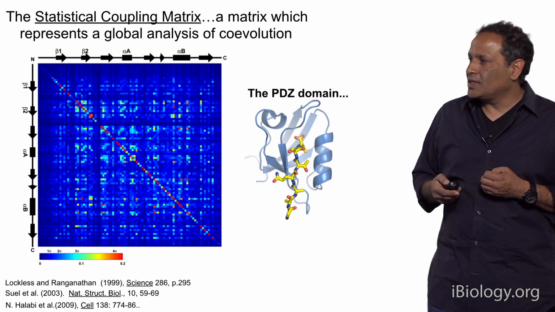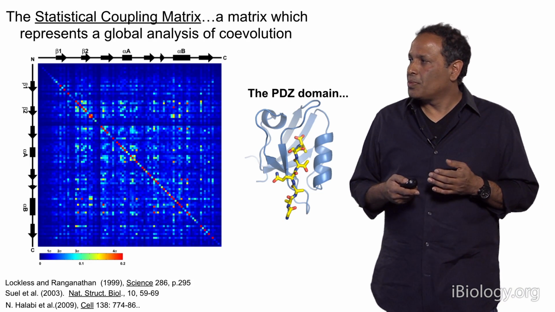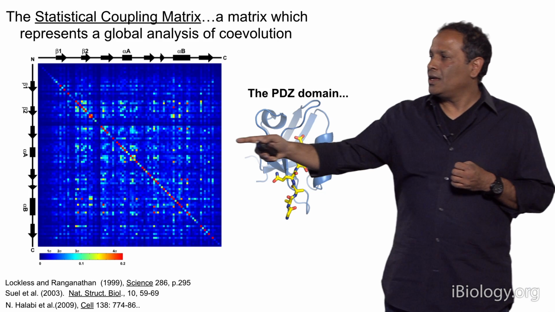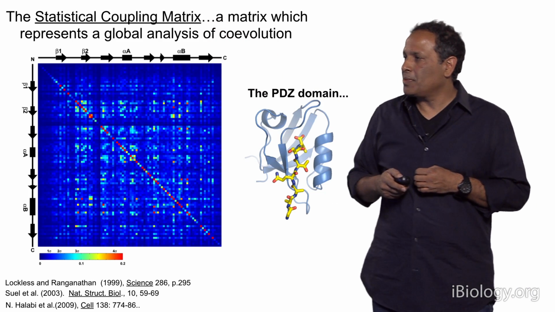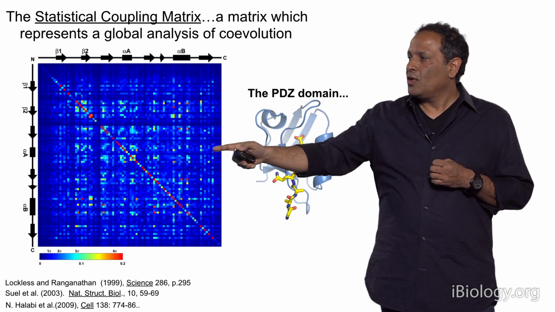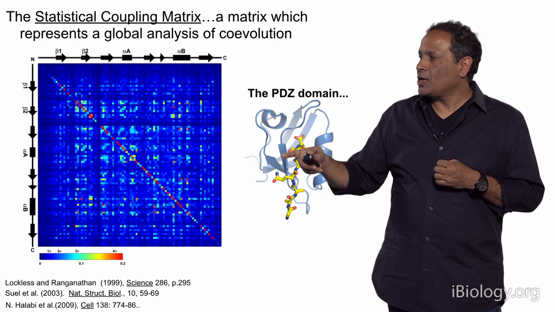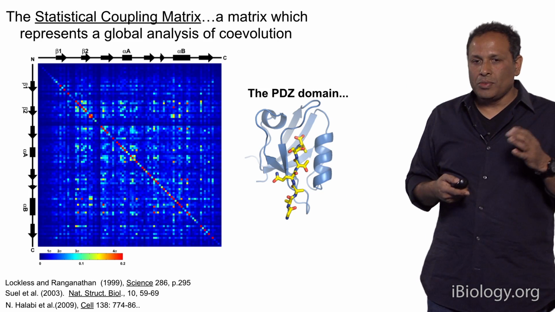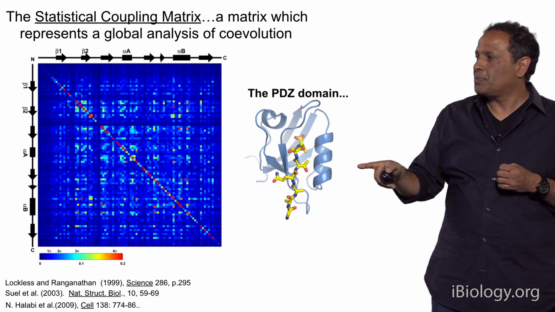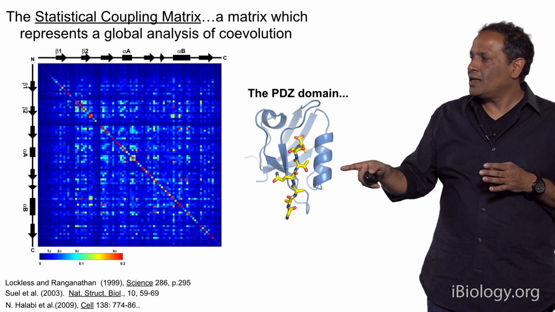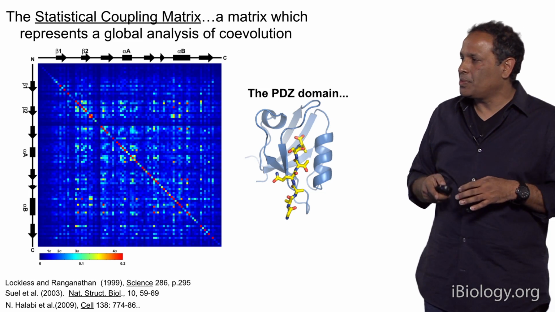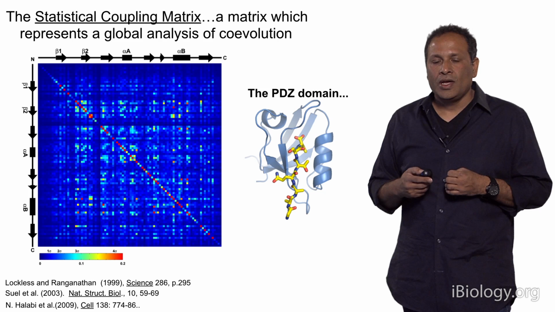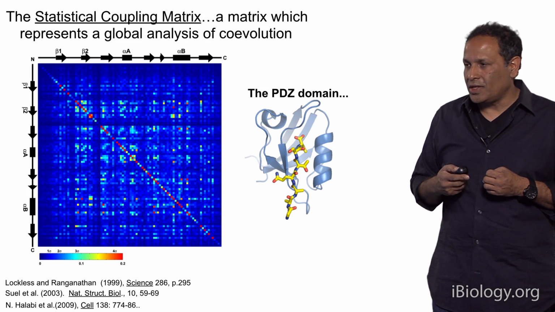So here is that calculation for a particular protein family. This is an object that we call the statistical coupling matrix, and it's computed for roughly 1,000 sequences, an ensemble of 1,000 sequences of this protein family, the PDZ domain. And let me just introduce the PDZ domain, since it'll be sort of a workhorse system for many of the examples I will illustrate in these lectures.